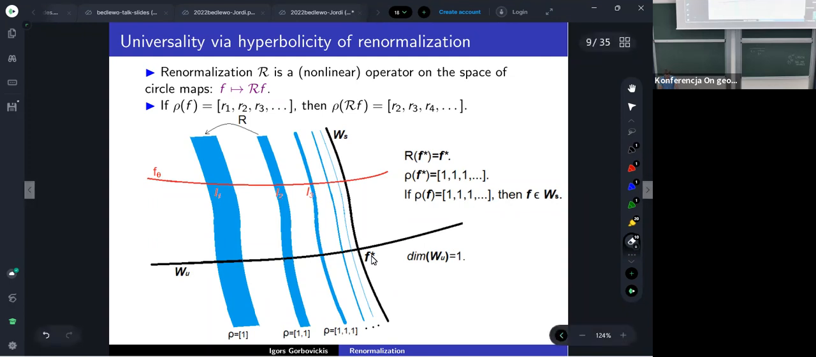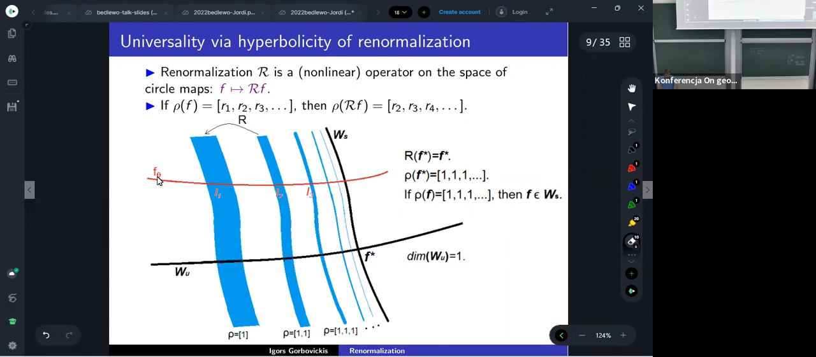And we assume that any other unicritical circle map F with the golden mean rotation number belongs to the stable manifold. So here, this is the stable manifold. In particular, it means that the stable manifold is a global object, and there are no other fixed points of renormalization with the same golden mean rotation number.